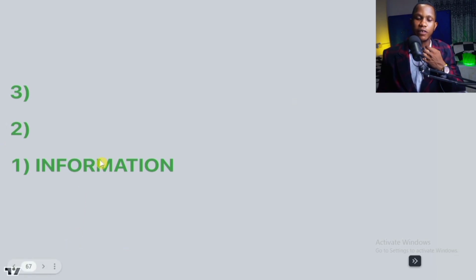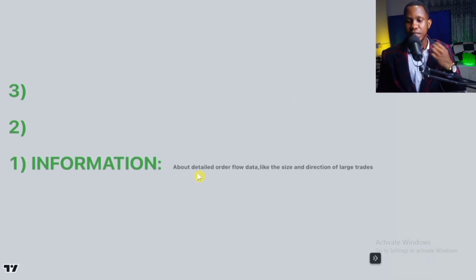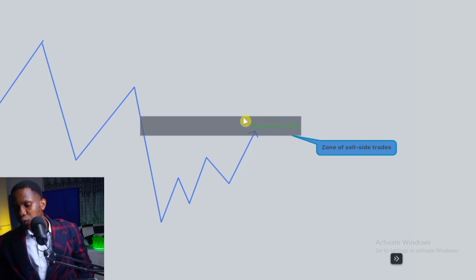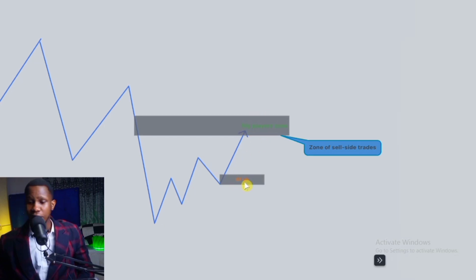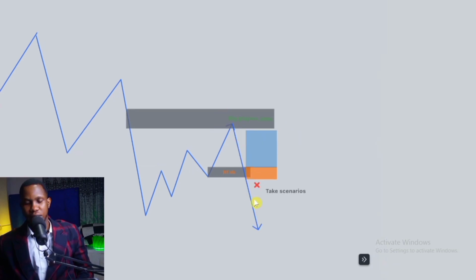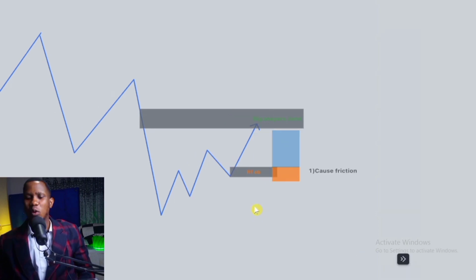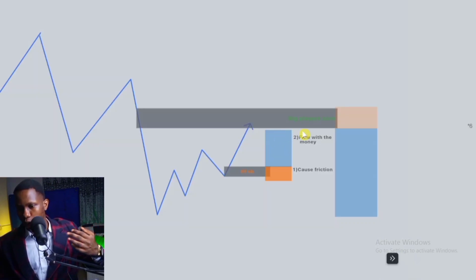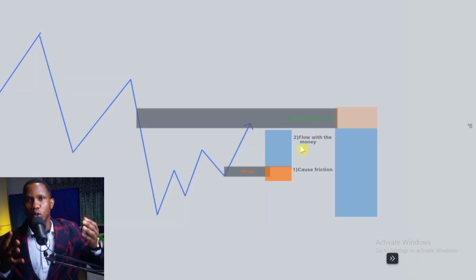Is because these guys have information about the order flow data, like the size and direction of large trades, guys. When big players want to trade from this zone here now, and you want to rely on a lower time frame order block, probably make your entry here, stop loss below here to target this level here now. What we see is they will take you out eventually, because you are causing friction for that trade now. So rather than you actually cause friction, why not actually flow with the money, guys?